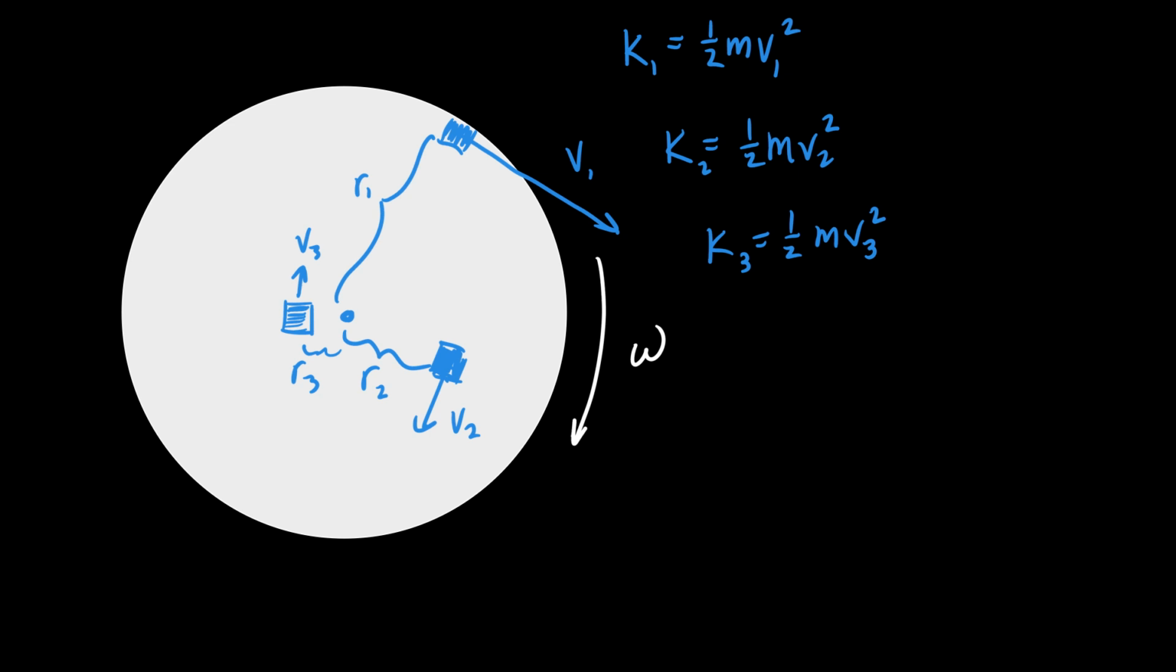Because the whole thing is spinning, but every piece is spinning at a different speed. So if I want to figure out what the kinetic energy is, I might have to look at all of these cubes. But if I did that for every single cube, I could add all that up, and that would be the total kinetic energy.